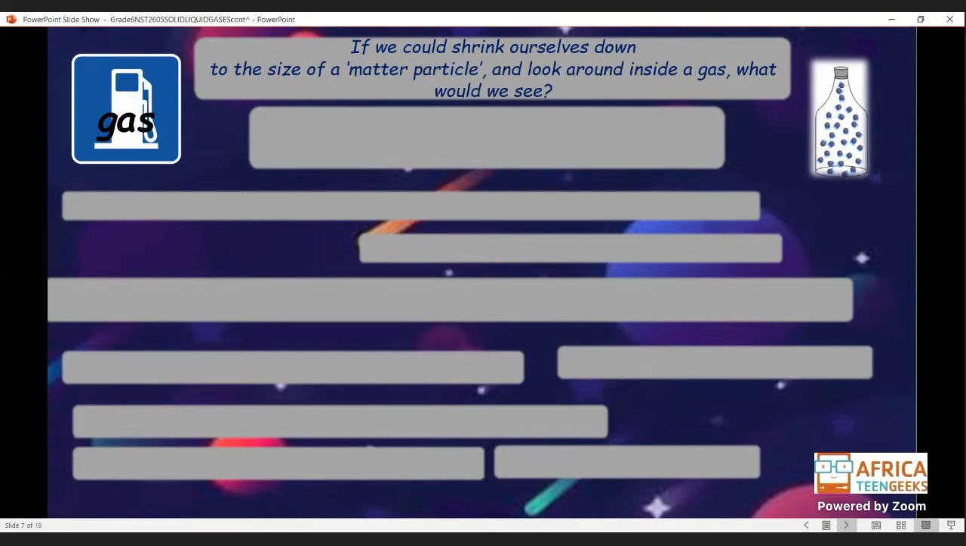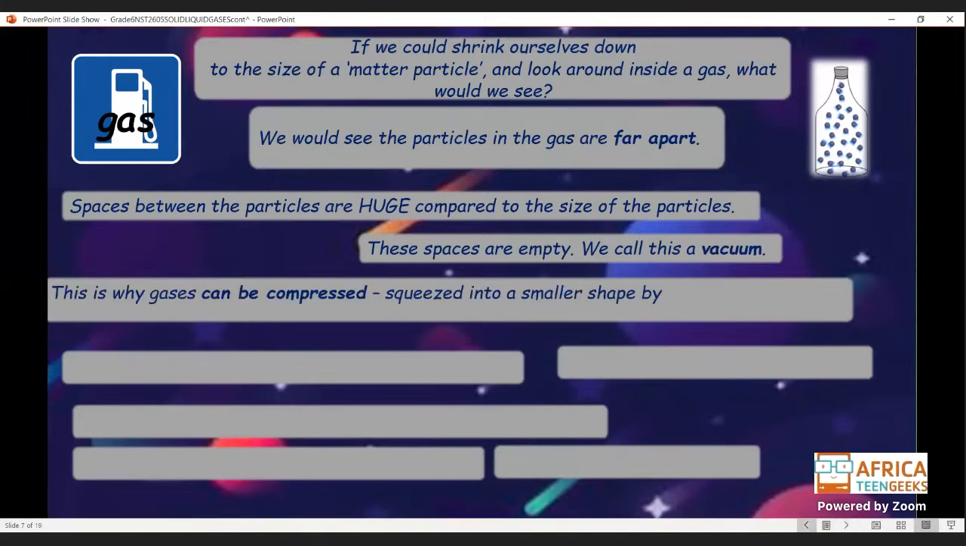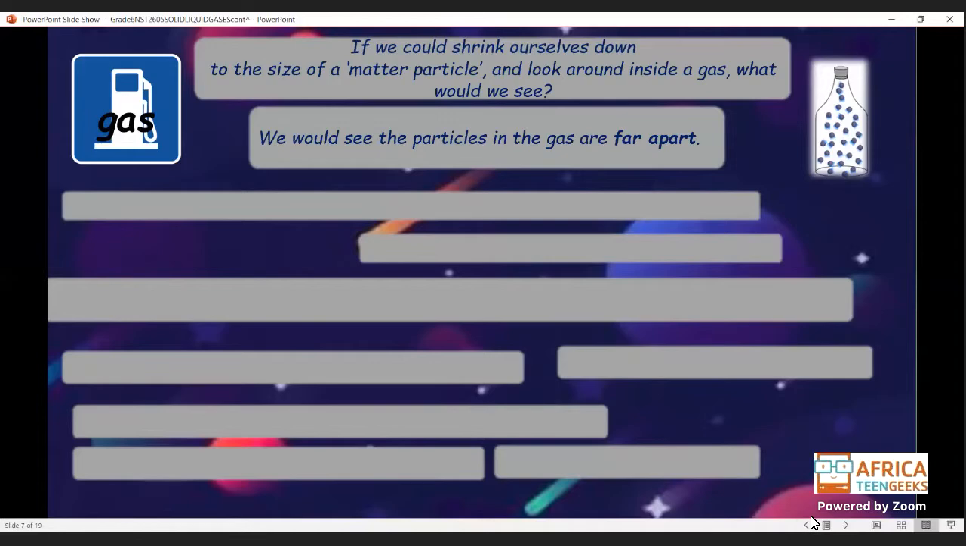Right. So, here we go. What do you call the space between the liquid particles and the space between gas particles? Remember, there's a special, oh dear, I think I just gave you the word. Do you remember the word for it?